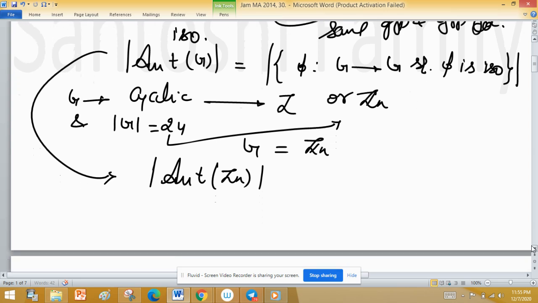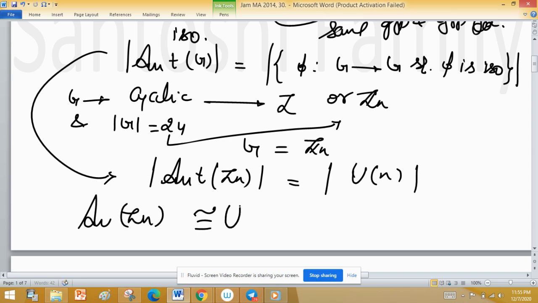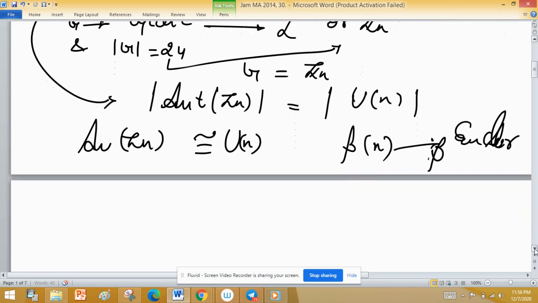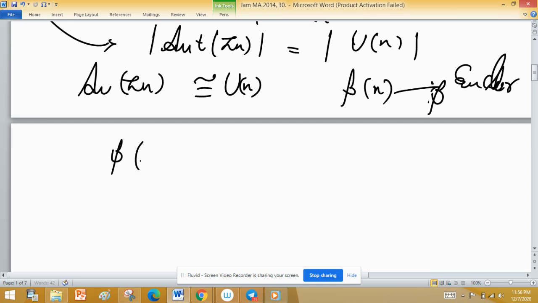And we know that the automorphism group of Zn is isomorphic to Un, and we have to find the total number of elements in Un, and it can be easily found by phi n, the Euler phi function, which we normally know. It means we have to find phi 24.